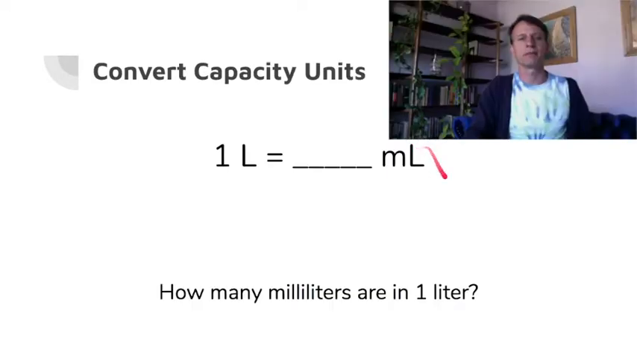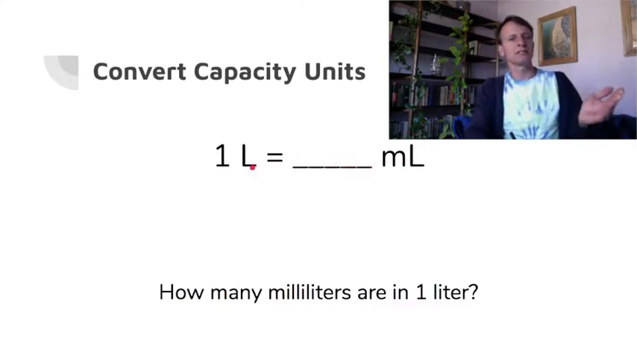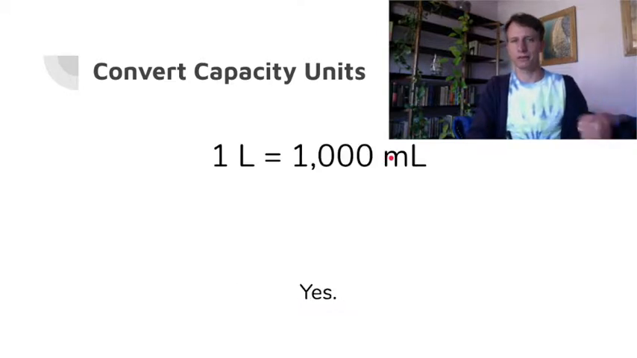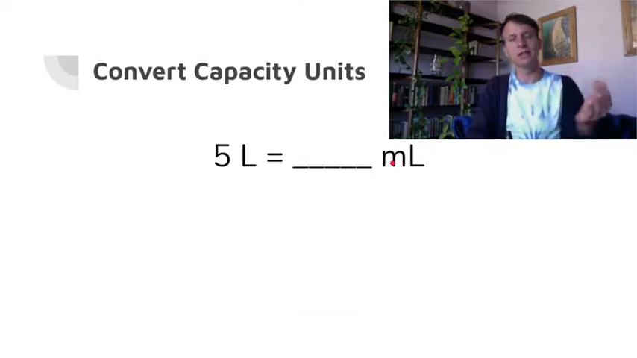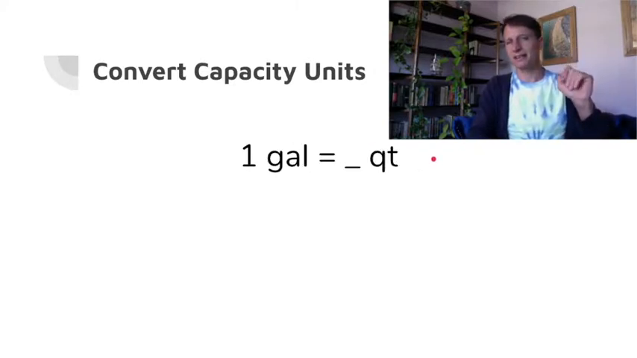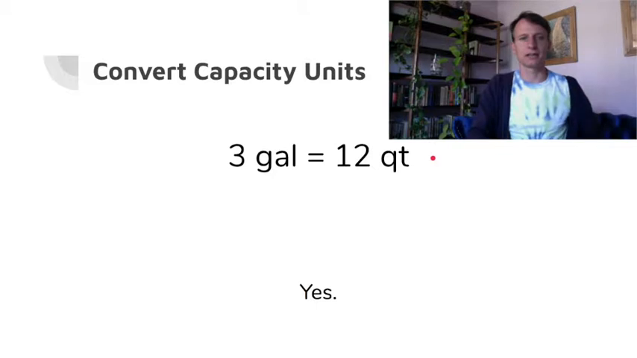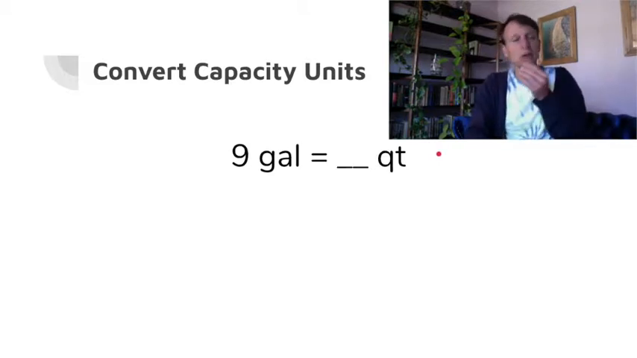So let's begin with a little review of capacity here in the metric system. 1 liter is how many milliliters? 1,000. Okay, then 5 liters would be 5,000 milliliters. How about, you remember quarts in a gallon? Good, 4 quarts in 1 gallon. So that would mean that 2 gallons would be 8 quarts. And how about 3 gallons? 12 quarts. All right, good. 9, we'll just do 9 times 4, right. Okay, 36, great.